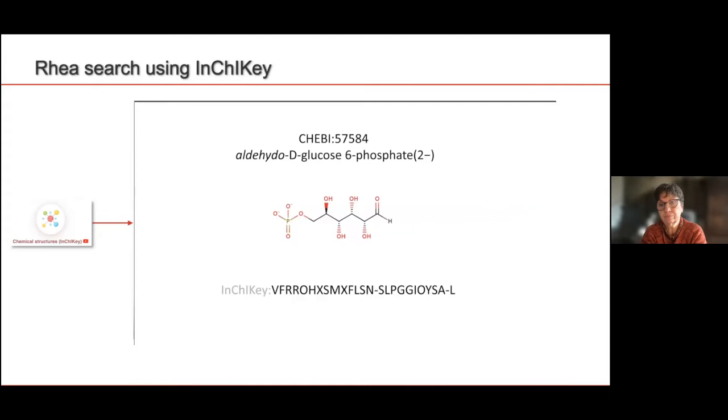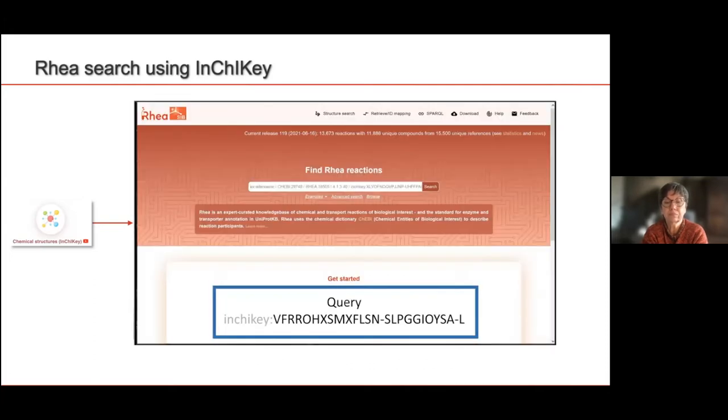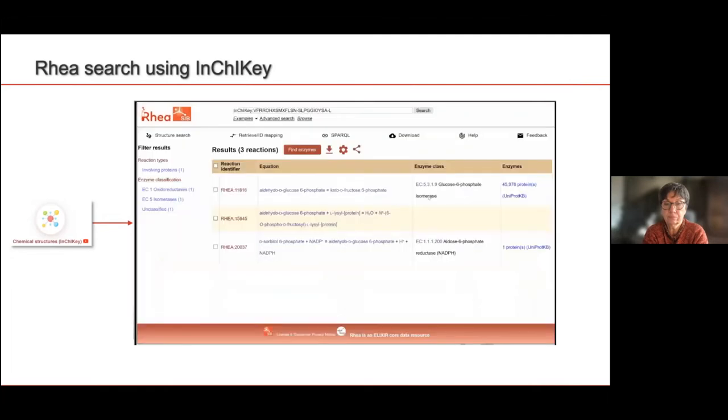Let's look for Rhea reactions involving aldehydo-D-glucose 6-phosphate, which is represented by this InChIKey. We copy-paste this InChIKey in the simple search box using the prefix inchikey colon. It returns three Rhea reactions.